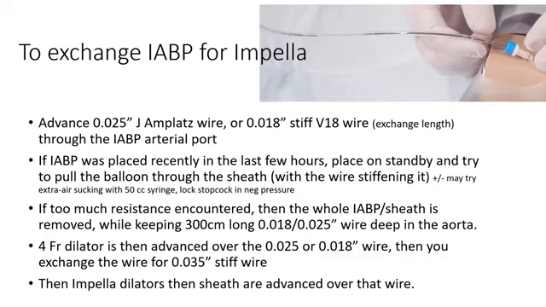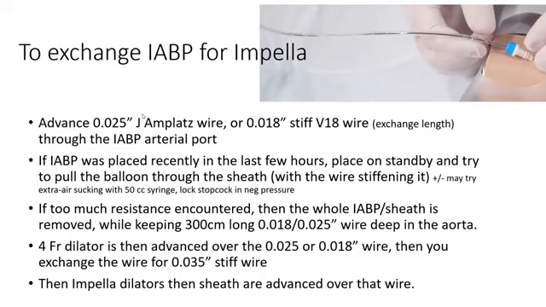I still have an 025 or 018-inch wire. Over it, I put a 4 French dilator. Then through that dilator, I take the 025-inch wire out and I advance an 035-inch stiff M+ wire. Then through that, I can advance another 8 French sheath if I want to put another balloon pump, or I advance the Impella sheath, Impella dilator, then sheath, if that's my goal, to put Impella, okay?